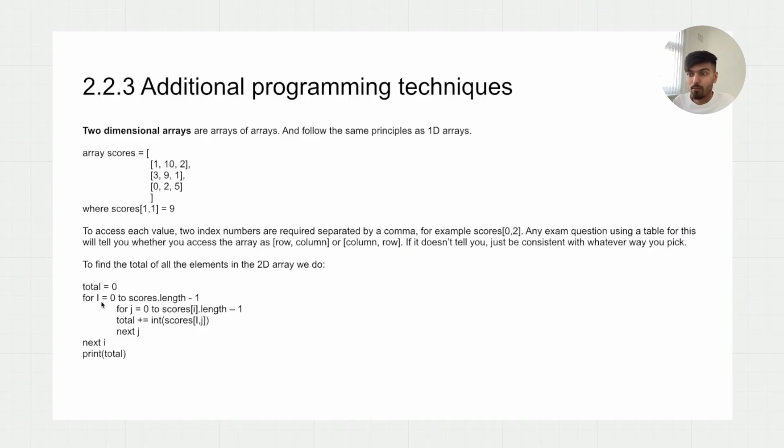We use 2 loops, so like a nested loop, and this should be indented, but forgive me for that. However, the first loop goes from 0 to length -1, and then the second loop goes from 0 to the length of the actual scores at position i, so the individual array item length. And then we just add whatever value is onto total, and then we print total at the end.